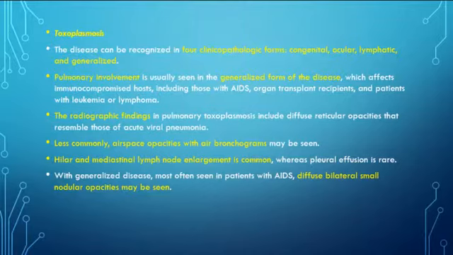Less commonly, airspace opacities with air bronchograms may be seen. Hilar and mediastinal lymph node enlargement is common, whereas pleural effusion is rare. With generalized disease, most often seen in patients with AIDS, diffuse bilateral small nodular opacities may be seen.